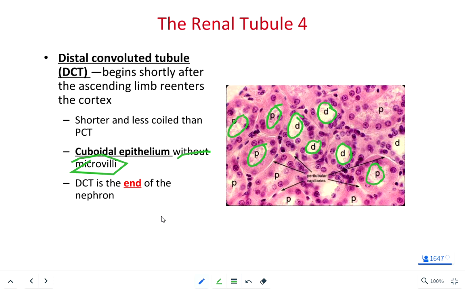Our distal convoluted tubule is also physically shorter. It has physically fewer turns in it because by this point in time, the filtrate is almost done being processed. It's almost fully become urine. It's also the end of one specific nephron. The DCT, distal convoluted tubule, is the ending point of an individual nephron, and our next tube, the collecting duct, is going to be communally shared by multiple nephrons.